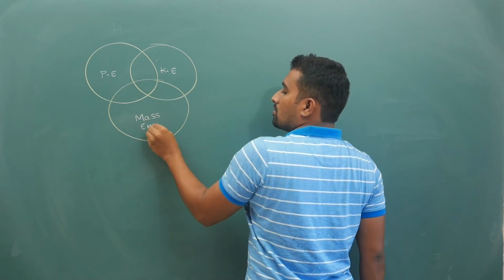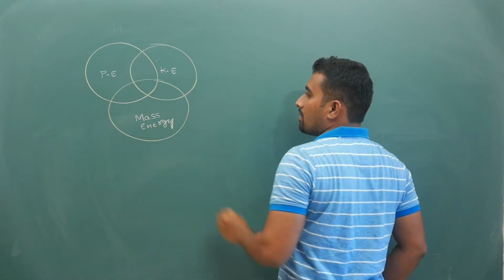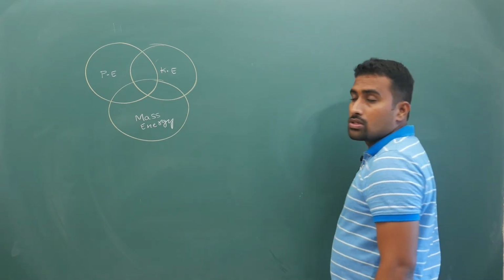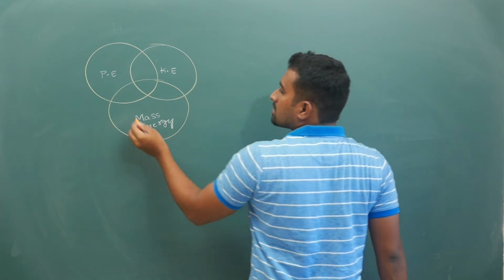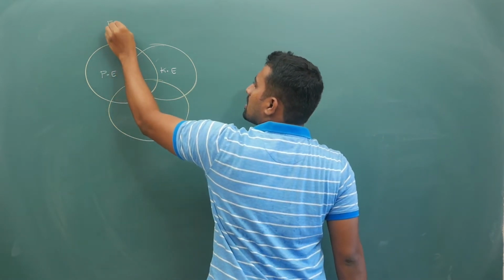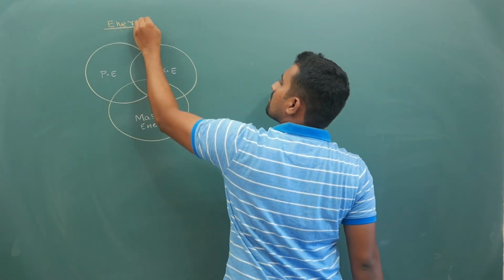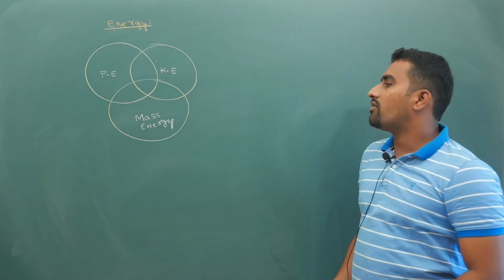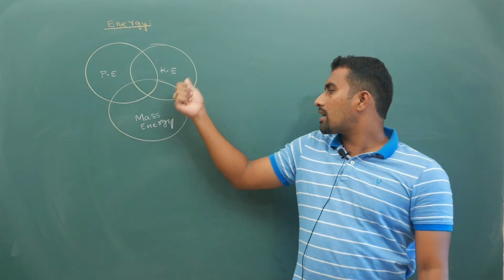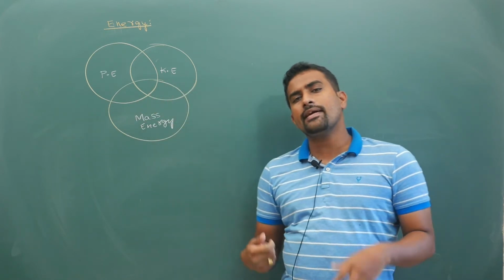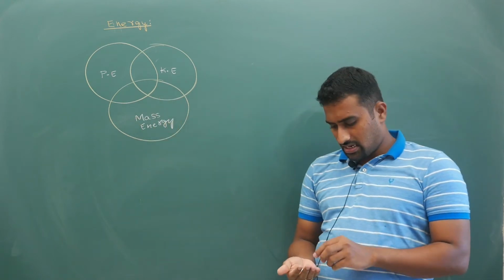From here, I want you to start copying down. My point is that any energy you name will be in the form of potential energy, kinetic energy, or mass energy. Any energy you give me belongs to these three categories.